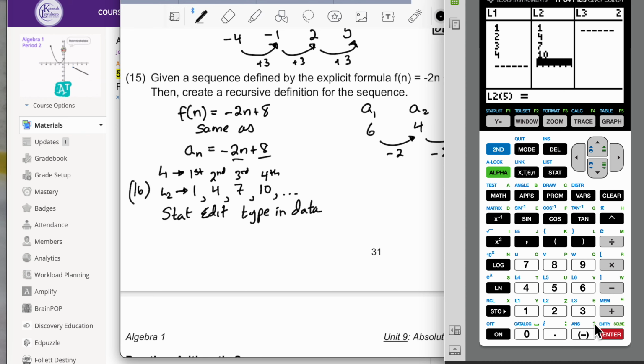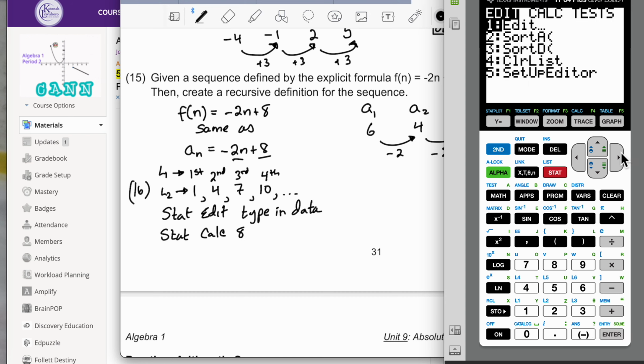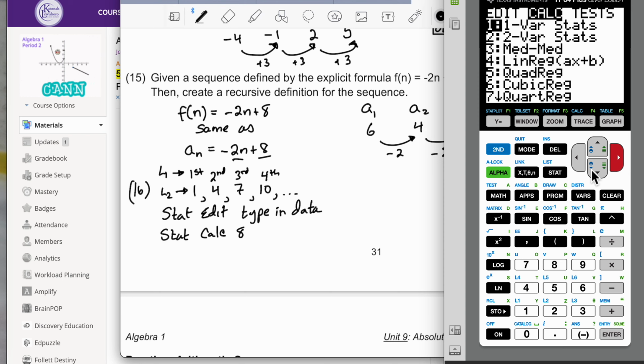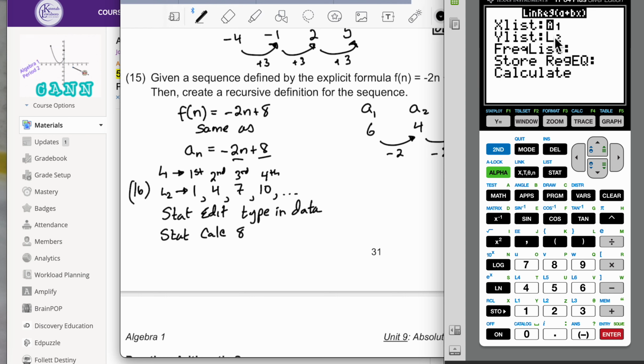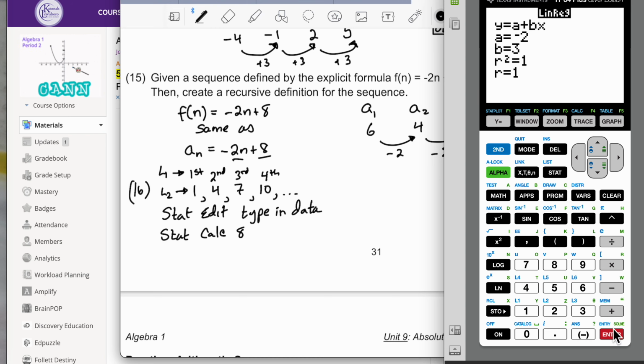Then you go to stat calc 8. Stat over to calc, right arrow to calc, and you'll see option 8 if you scroll down. It says linreg a plus bx. That's the most consistent formula in the calculator that's related to what we're doing in class. So as long as it says L1, L2 here, you can go right to calculate. The R squared just tells you the strength of the fit. If it's 1, it means it's a perfect fit.